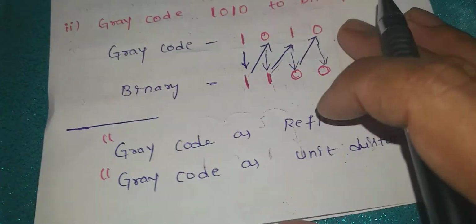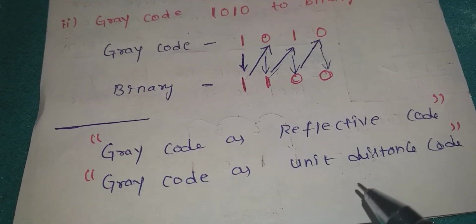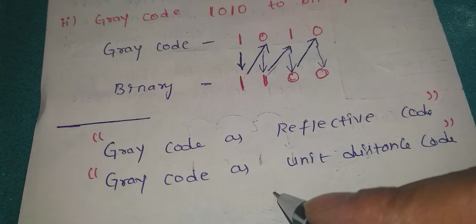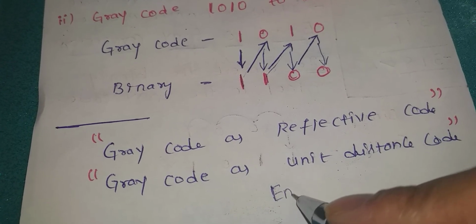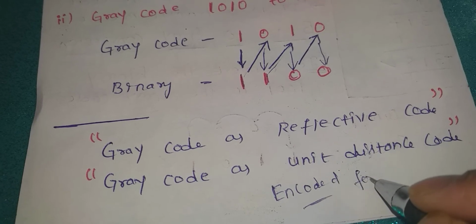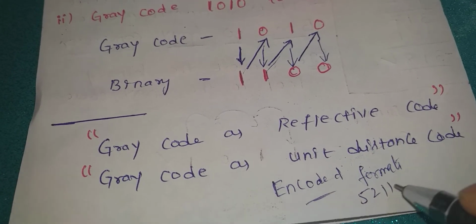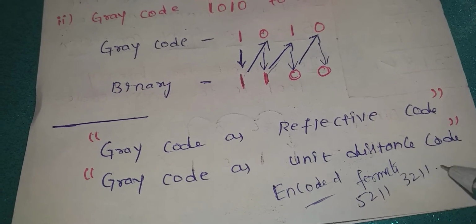In the next class, we will see gray code as a reflective code, gray code as a unit distance code. Is it clear? And also we will see some encoded formats, which will be 5211, 3211 and so on like this.